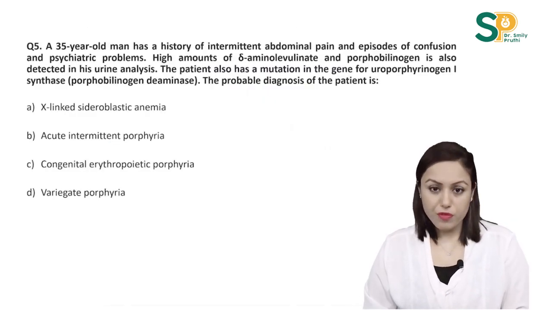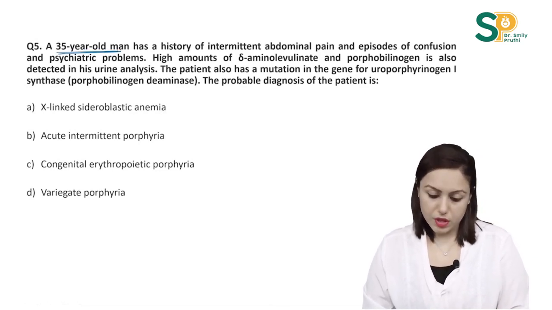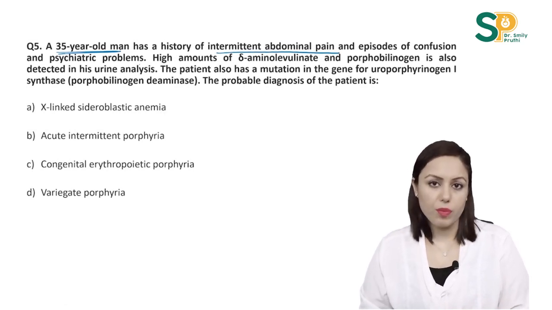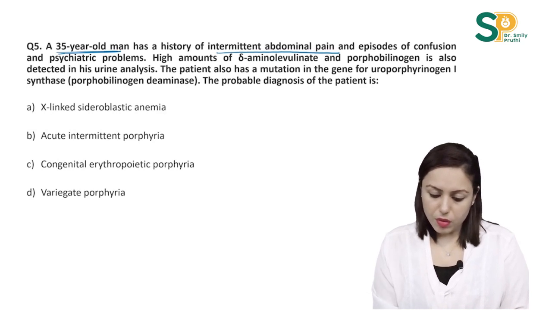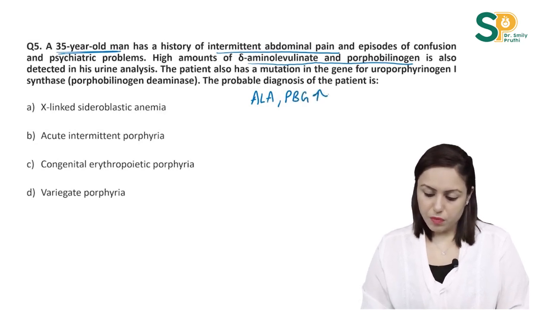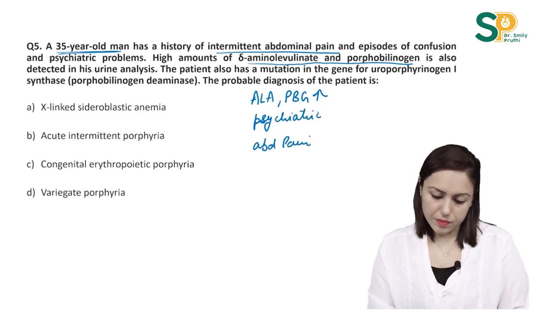Then coming to question number 5. A 35-year-old man has a history of intermittent abdominal pain and episodes of confusion and psychiatric problems. High amounts of delta amino levulinate and porphobilinogen are also detected in urine. So ALA and PBG are raised. The patient has neurological problems and abdominal pain.